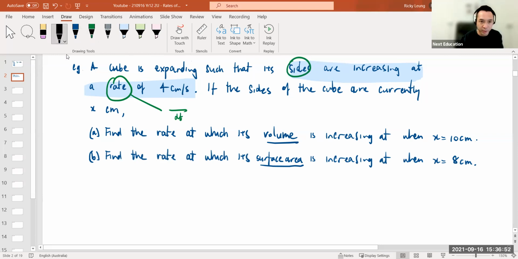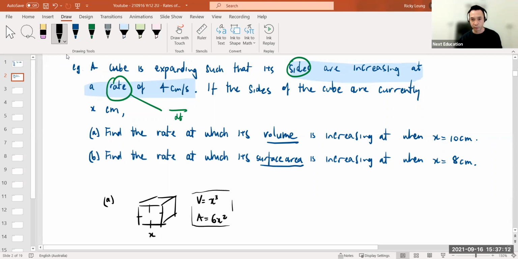If I whip up a quick diagram of a cube, it's telling me that at any point in time, currently, the side is X. Before, in the formula, I had volume is equal to S cubed. Now it's X cubed. Similarly, surface area is 6X squared. They're the 2 formulae that I'm working with now. In this question, the sides are changing, so X is changing. So this fact here, this 4 centimeters, is dx dt. That's crucial.